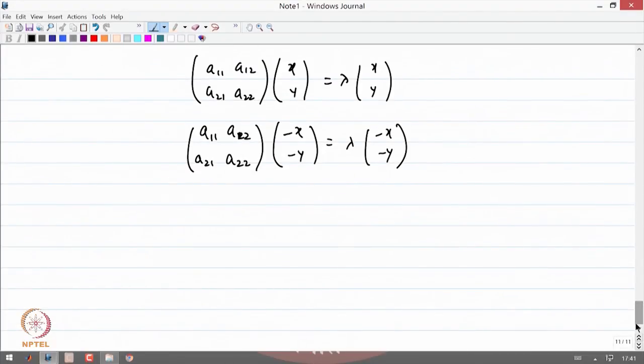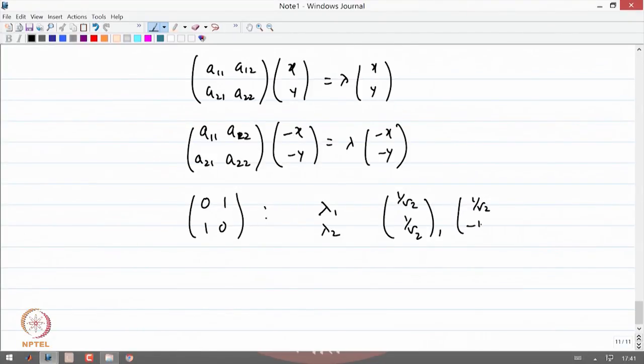A phase factor is e to the i delta, and such things will come in when the eigenvectors are complex, and then the normalization conditions will be slightly different. We will see it in the next example of the Pauli spin matrix anyway. So now we have two eigenvectors for this matrix 0, 1, 1, 0: for lambda 1, 1 by root 2, 1 by root 2, and for lambda 2, 1 by root 2, minus 1 by root 2.